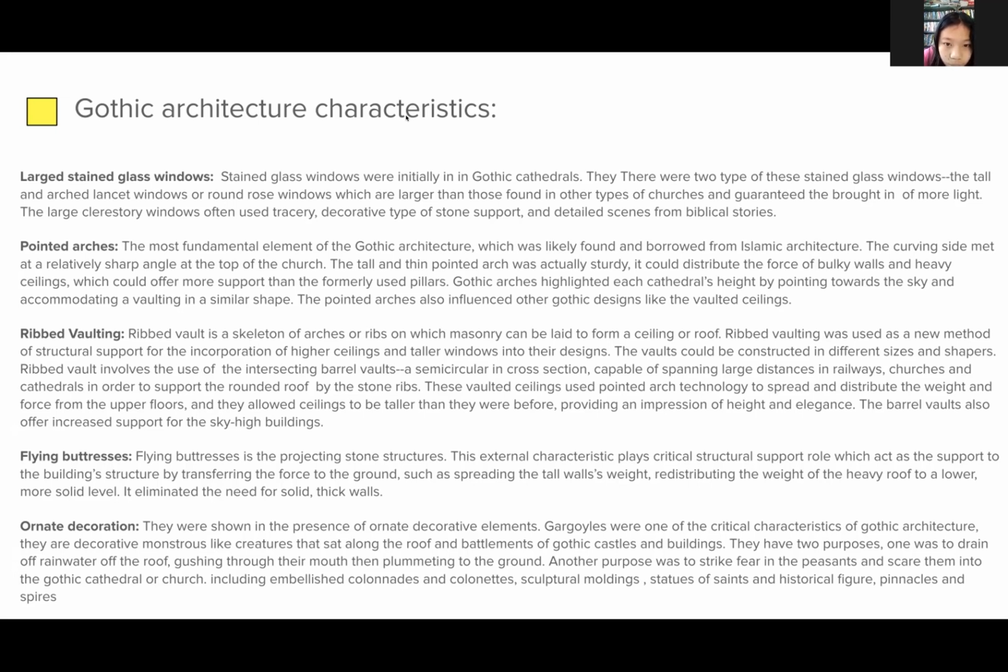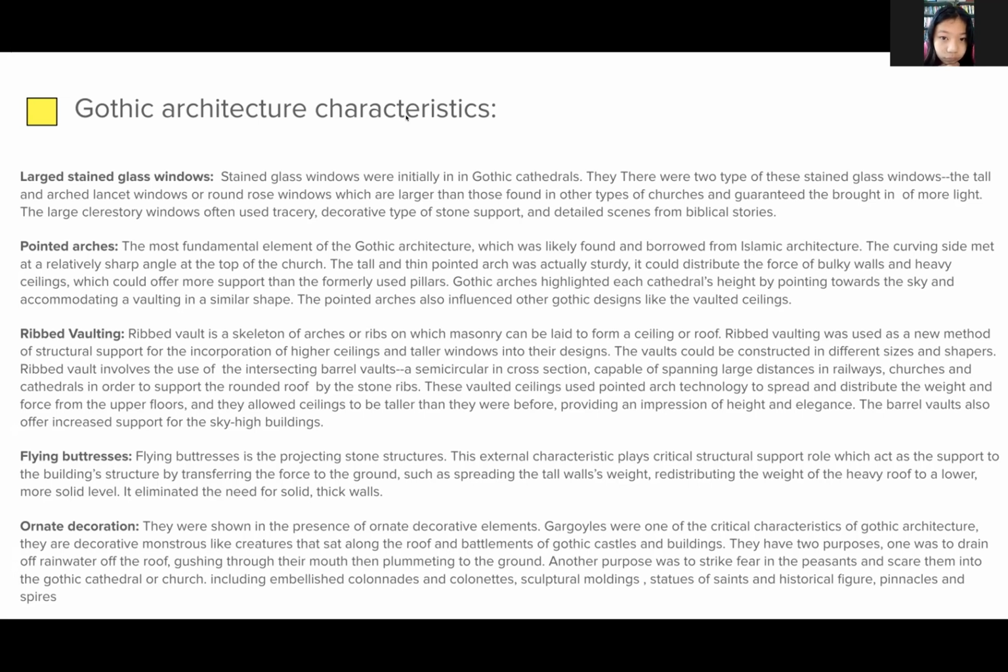Ribbed vaulting. A ribbed vault is a skeleton of arches or ribs on which masonry, which is the building of structures from individual units, can be laid to form a ceiling or roof. This kind of vaulting was used as a new method of structural support when higher ceilings and taller windows were incorporated, which means they were added into the church design. The vaults could be constructed in different sizes and shapes.